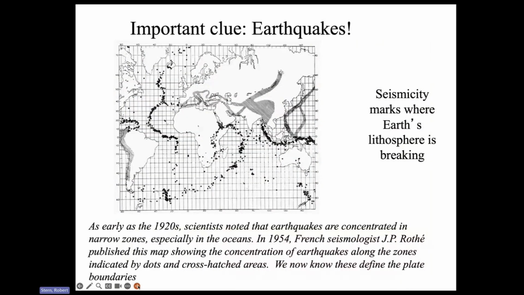Now, a very important clue came from earthquakes. So this is a map of earthquakes, little black dots. And scientists had known for quite some time that seismicity marks where the Earth's lithosphere is breaking. And we're going to hear more about this in future lectures. But you can see they're not randomly distributed. They're concentrated in zones, right?